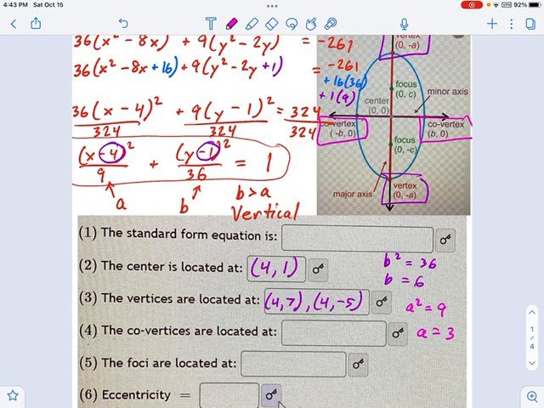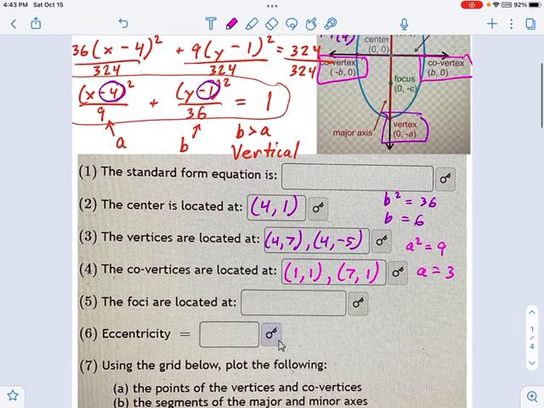So we're going 3 to the left, 3 to the right from the center. So what does that turn into? Well, 3 to the left gives us 1 comma 1. 3 to the right gives us 7 comma 1. Okay? So we've located all the vertices and co-vertices and the center. This is great progress. We just need to move on to the foci.